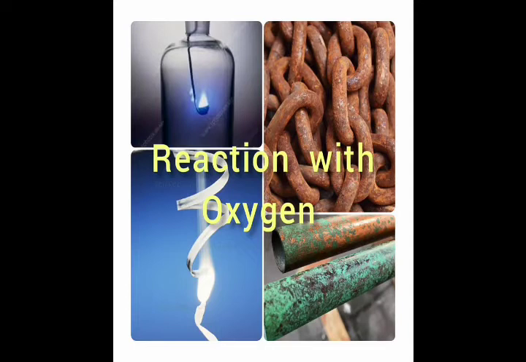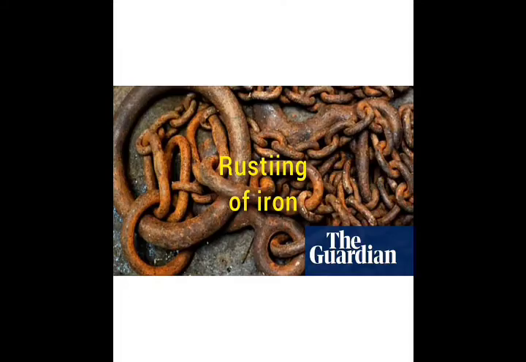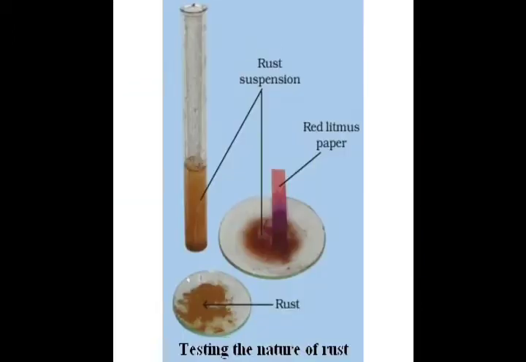Okay, first let us discuss reaction with oxygen. We have already learned that metals like iron, when you keep them outside in the presence of water, moisture and oxygen, start to produce rust.